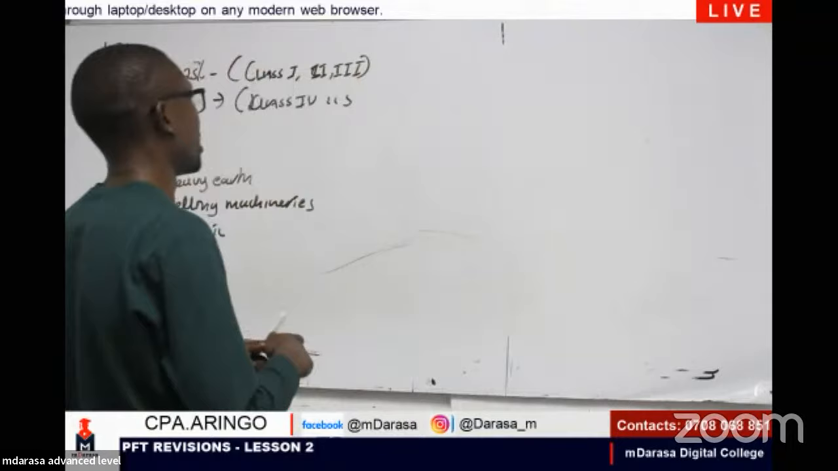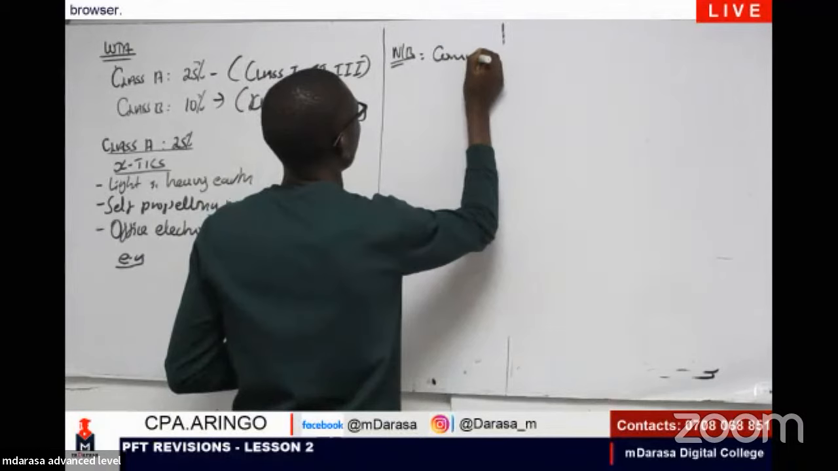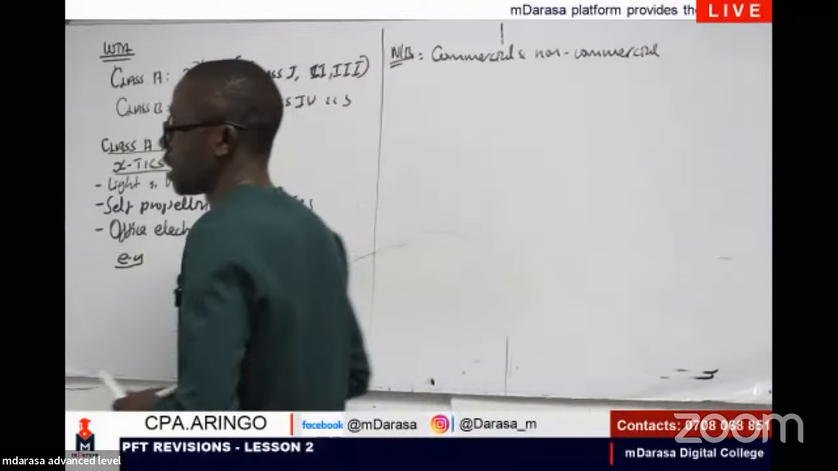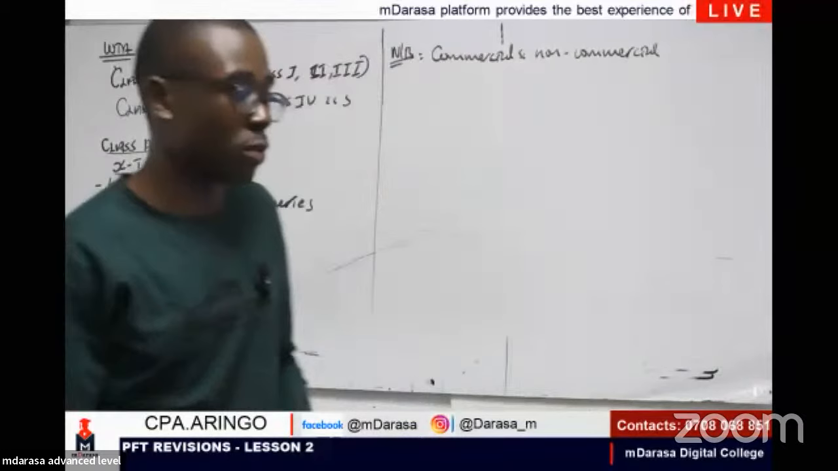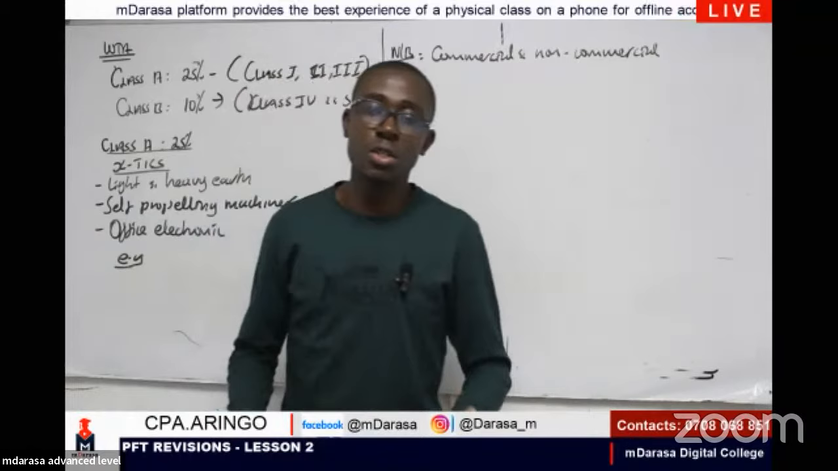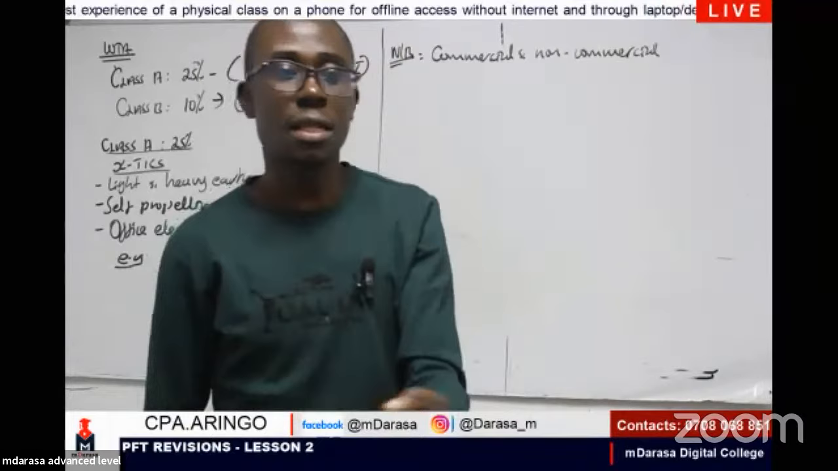So we can just have it as an NB: we have commercial and non-commercial vehicles. Commercial, it will be very easy. Anytime you're talking of a commercial vehicle, basically, this is a vehicle that is used to generate income directly to the business. That's what you're referring to as a commercial vehicle.